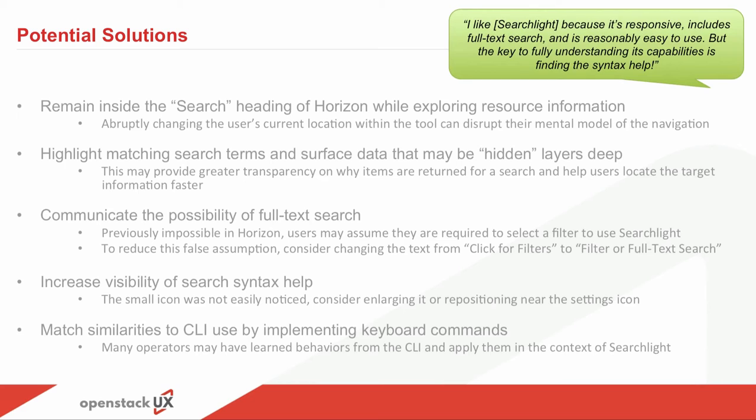And one way that this could be implemented would be changing the text in that search field. Right now it says click for filters, but perhaps it could be expanded to also mention a full text search. Increasing the visibility of finding the search syntax help would help participants and other users find examples of syntax to help them understand how the search function works and reduce the time that they may need to do trial and error to understand the search process.